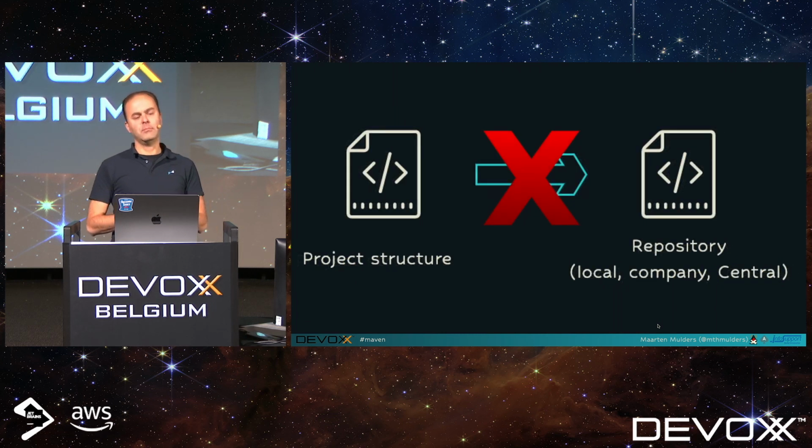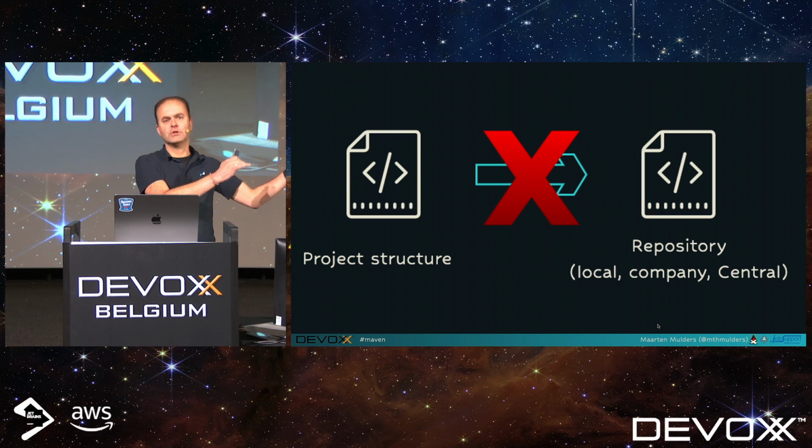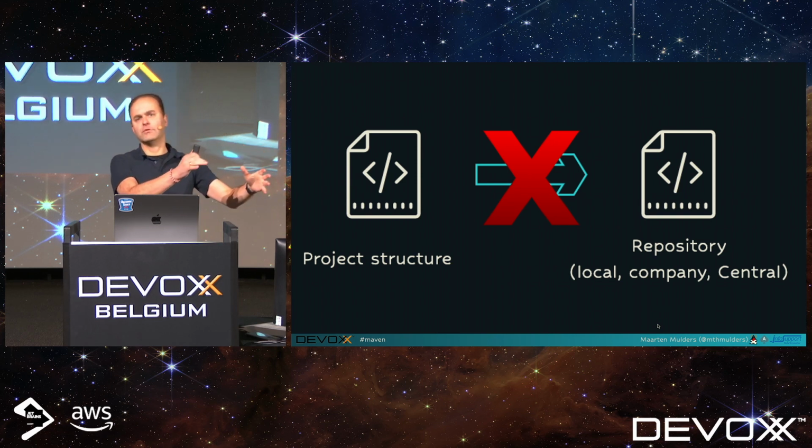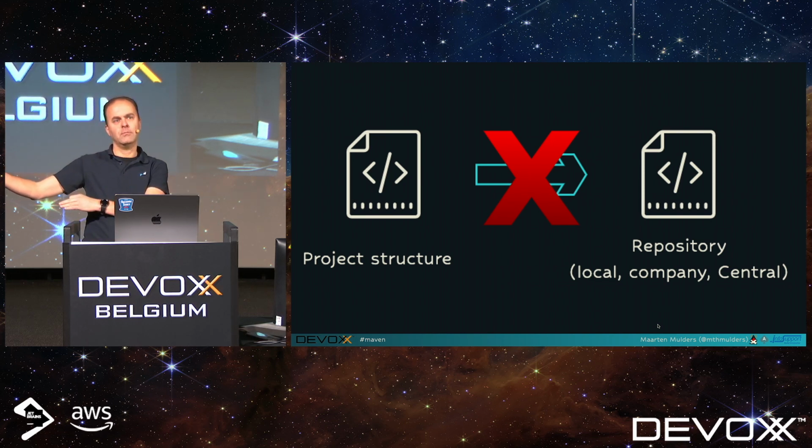So the build consumer POM decoupling basically decouples, unlinks these two editions of the POM file. And it says what you have in your project, what you check into Git, what you have on disk, does not necessarily have to be the same thing as what you upload.